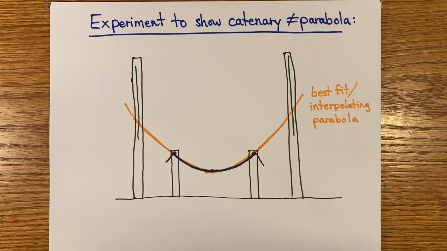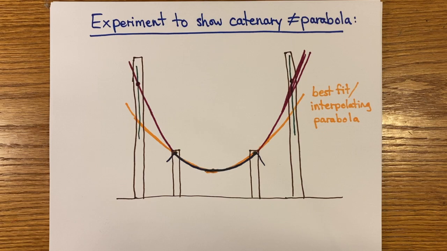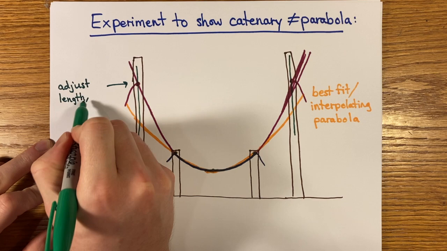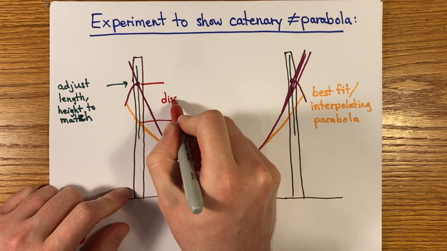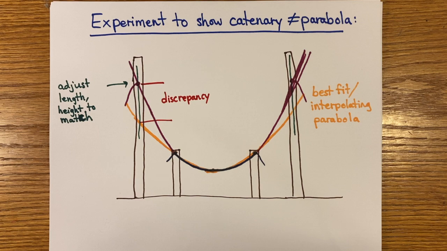But if you then take a much longer chain made of the same stuff and suspend it from two taller poles spaced farther away and adjust the length between the fixed points and the height of the fixed points so that it exactly covers the original chain in the middle and is therefore an extension of the same catenary, you will see that it rises much more steeply than the parabola. This is a strong indication that the catenary is not a parabola.